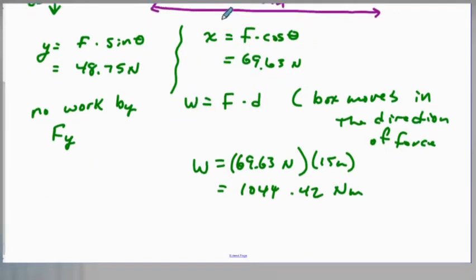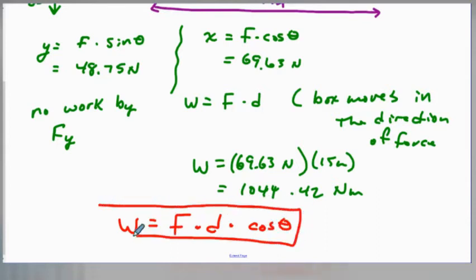For any of the problems that we have this kind of situation going on, the work can be defined as the force times the distance times the cosine of theta. And that's a good formula for us to remember as we work through these problems.